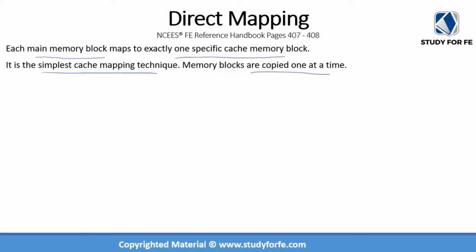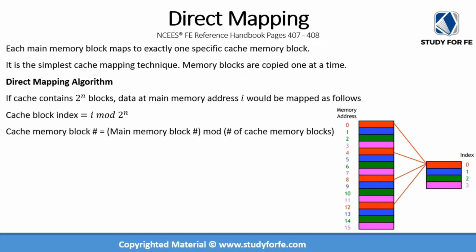That goes for all three mapping techniques: the fully associative mapping technique and the n-way set associative mapping technique as well. We only bring one memory block at a time, but in the case of direct mapping, that one memory block can only go into one specific location within the cache memory. So this is a visual illustration of how direct mapping works. You have main memory, and as you can see, the size of the main memory is much bigger, and this is the cache memory. The size of cache memory is much smaller. You can see that all the main memory blocks which are colored in red can only go to the cache memory block which is colored in red.